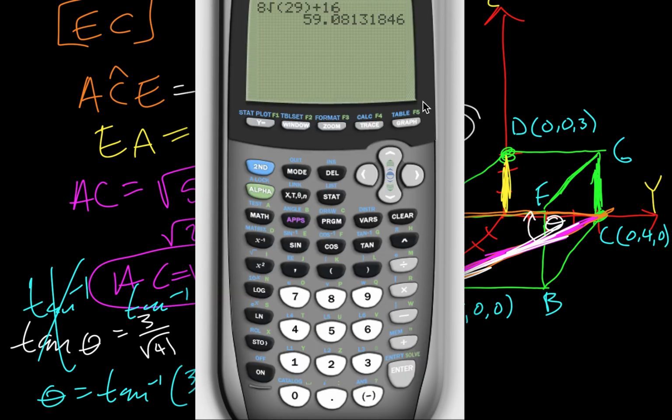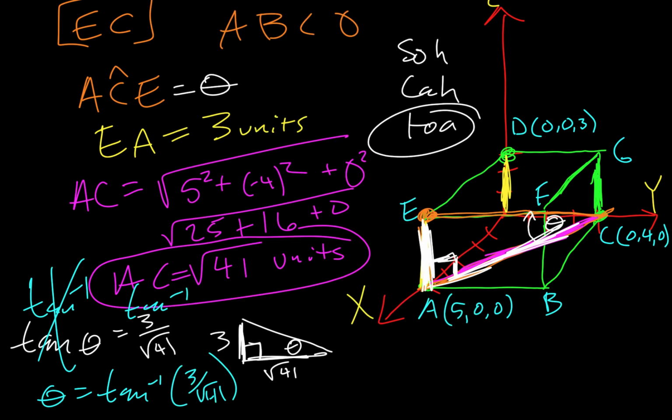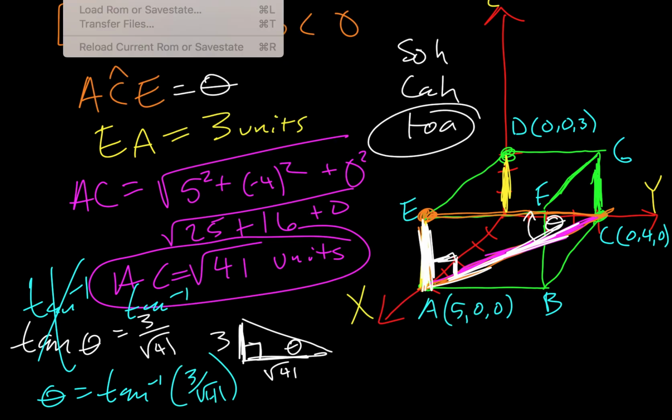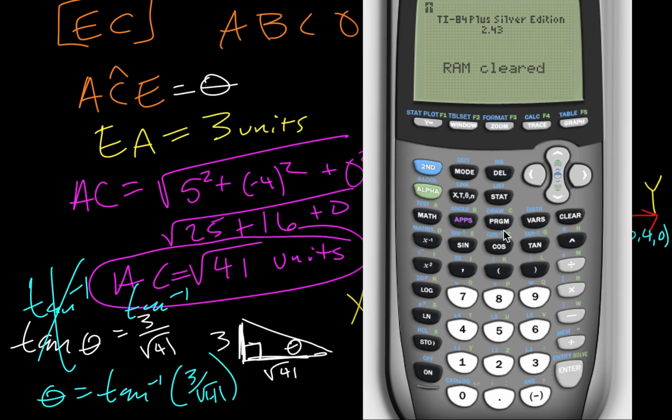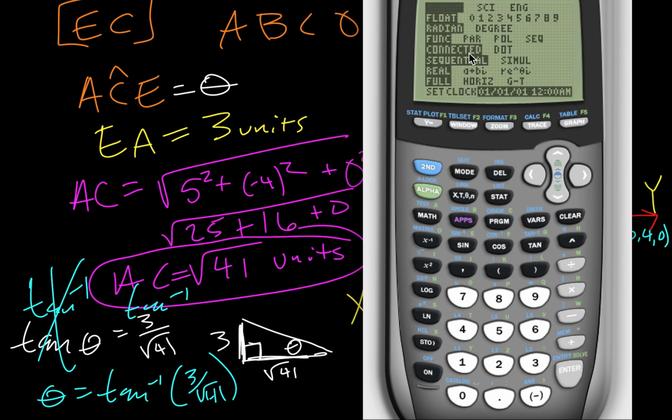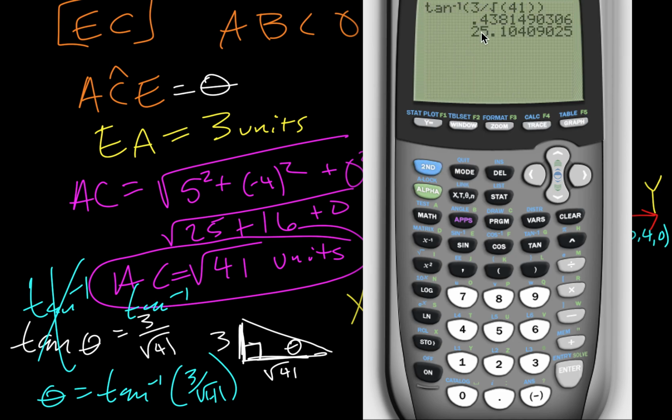Go to our calculator. Second tangent, 3 divided by square root 41. That's not going to be right because I got to switch to degrees, not radians. Just hit enter again, gives me my degrees, and it's 25.1.